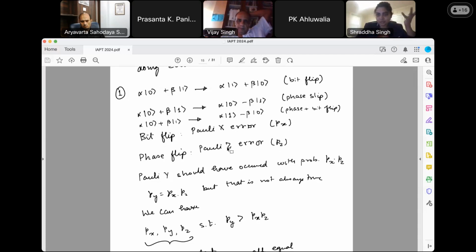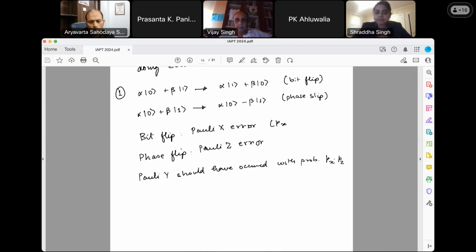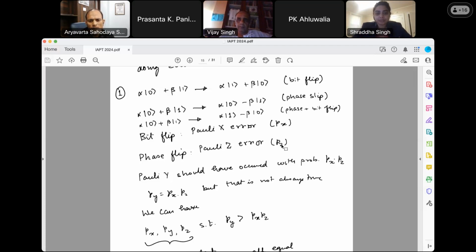The global phase, I told you, does not matter, but if it's in a superposition, 0 will remain 0, 1 will go to minus 1, and thus you have a phase flip. So phase flip is the Pauli Z error, and bit flip is the Pauli X error. Pauli X, Y, Z matrices are basically the lowest hierarchy of gates for a quantum bit. And these are just 2 by 2 matrices. So let's say the Pauli X error occurs with probability Px and the Pauli Z error occurs with probability Pz.